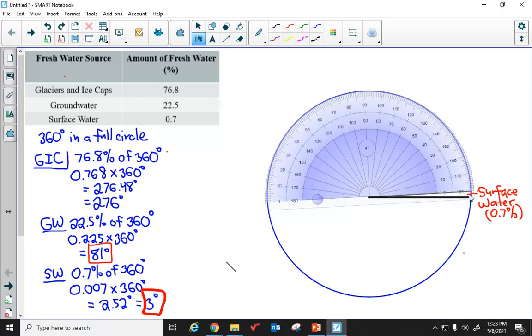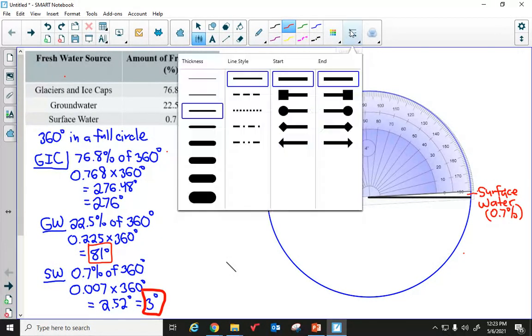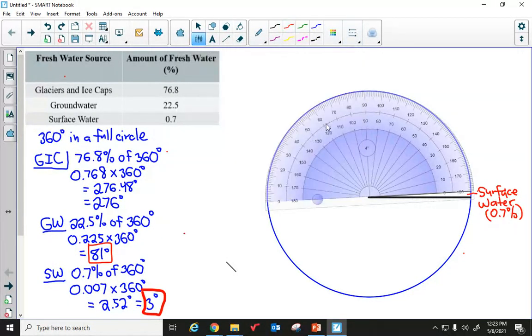Okay. Now, starting from there, I'm going to count up to 81 degrees. So we have 10, 20, 30, 40, 50, 60, 70, 80. And then 81 is going to be somewhere at the top here. So let's go ahead and try to label that point. Okay, so 81 is about right here, a little bit about right there.